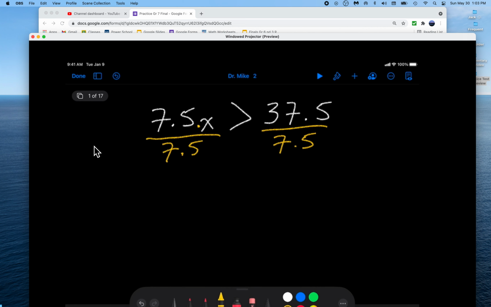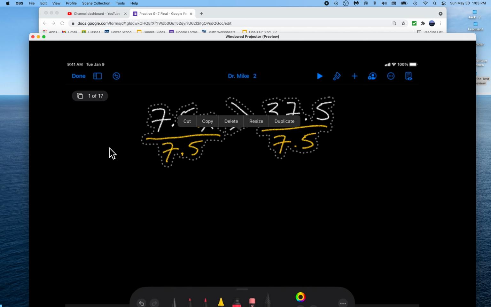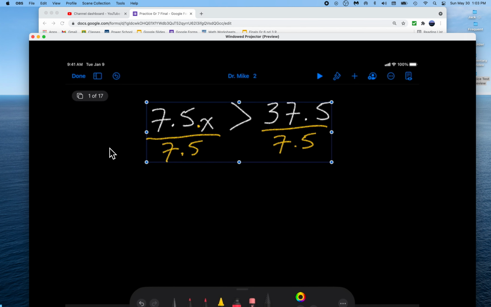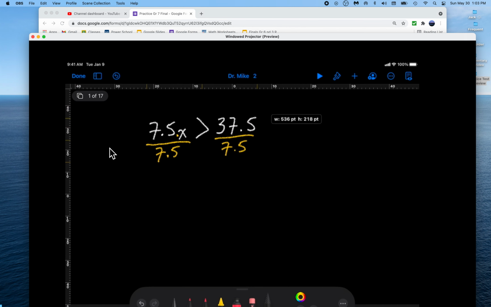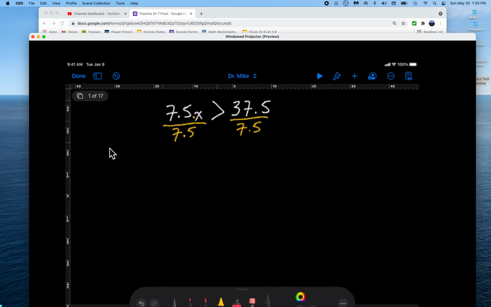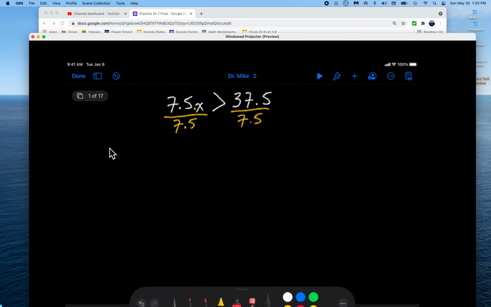Now I want to point out, if you ever have to divide by a negative or multiply by a negative in the process of solving for x, you got to flip that sign. That's not going on here. Here, this is a straightforward division problem without a negative involved. Okay. So let's talk about how to solve this right here.